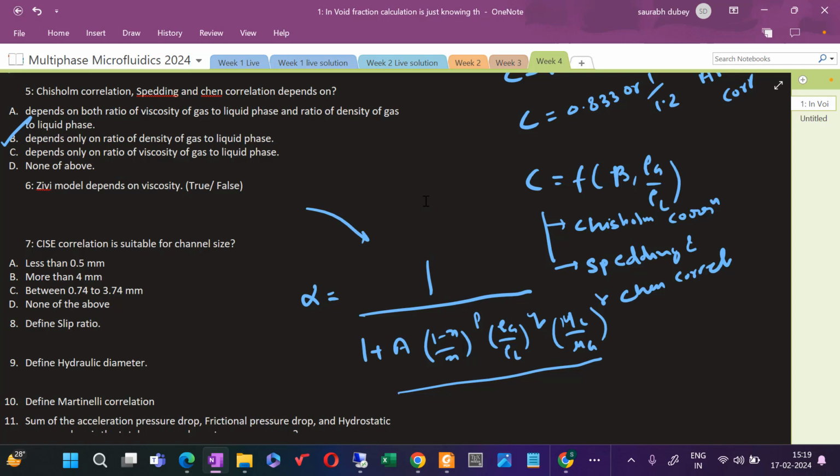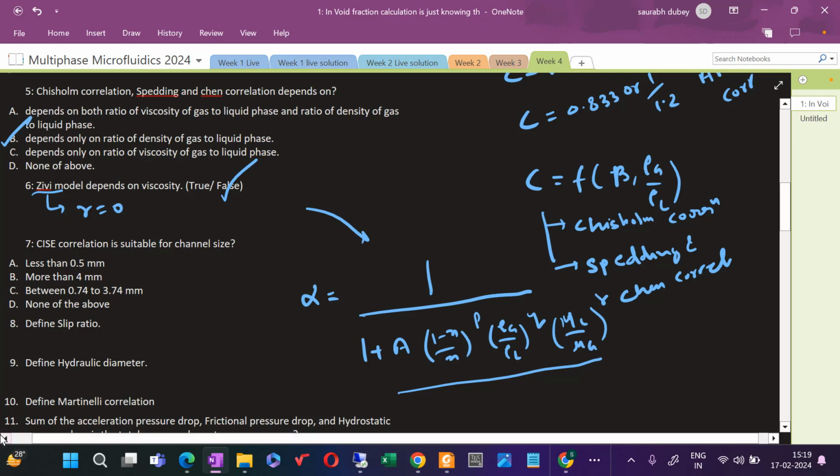And in that JV model, R equals 0. So for R equals 0, it is independent of the viscosity, so it depends on the viscosity. This is false, so this one is false.